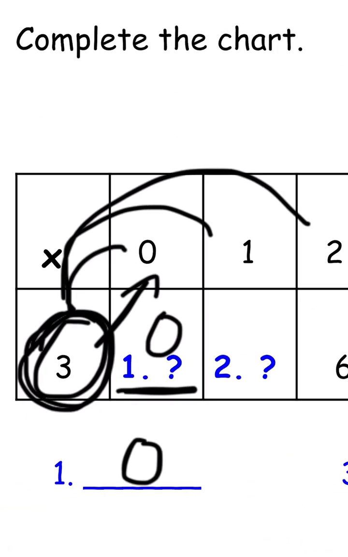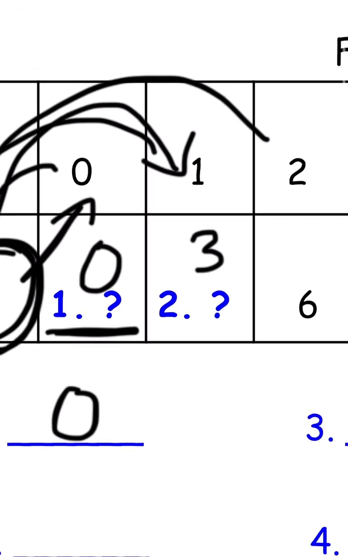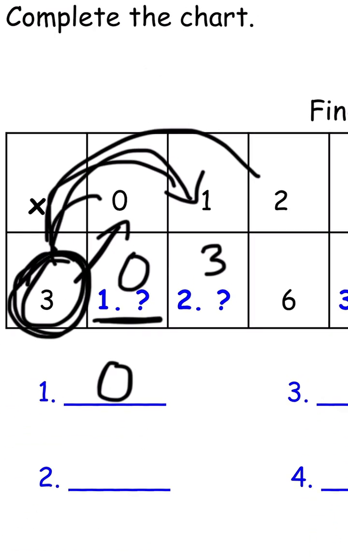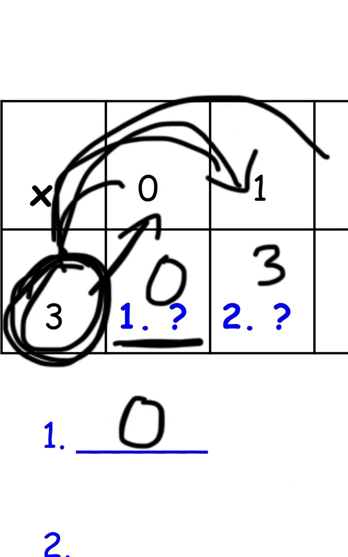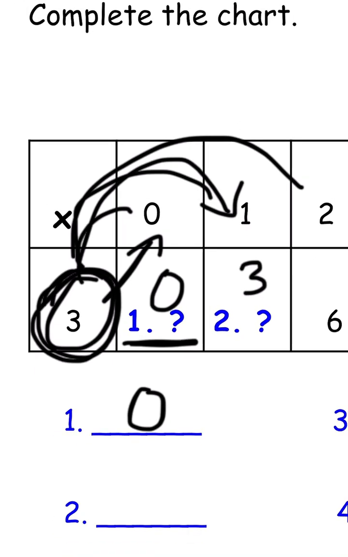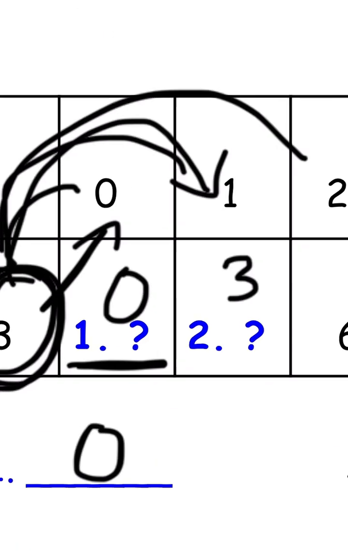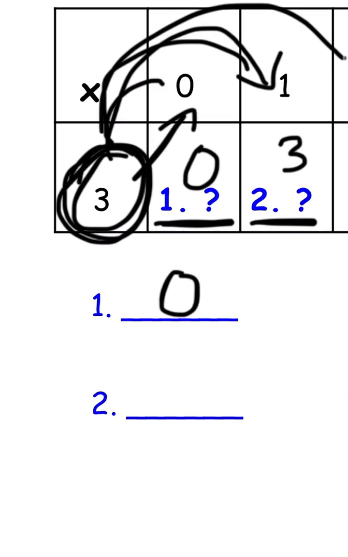Let's look at number 2. For number 2, we need to multiply 3 and 1. So 3 times 1 is going to be 3. Any number times 1 is going to be that number that we multiplied. So 4 times 1 is going to be 4, and 5 times 1 is going to be 5. But right now we're multiplying 3 and 1, so 3 times 1 is going to be 3. So number 2 is 3.